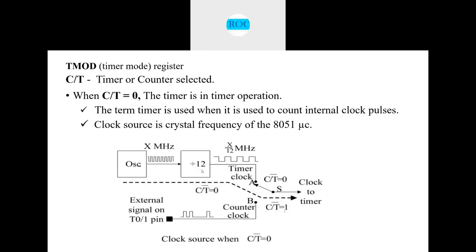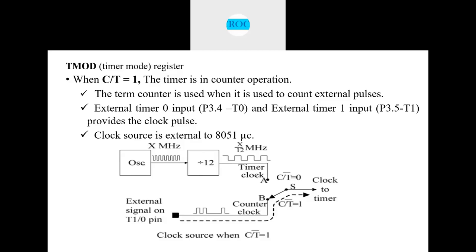So why do we divide by 12? Because each pulse is one machine cycle now, right? Because we know that in the 8051, one machine cycle is made up of 12 clock pulses. When we divide it by 12, it means that the clock pulse we apply to the timer is one clock pulse, which is equal to one machine cycle. So you can see that when this C/T bit is 0, it is connected to the internal clock circuitry here.